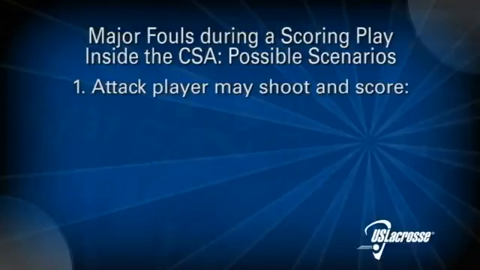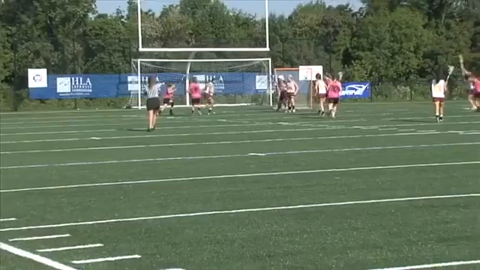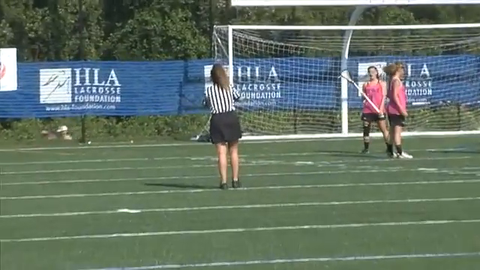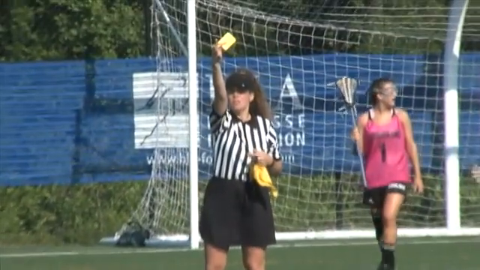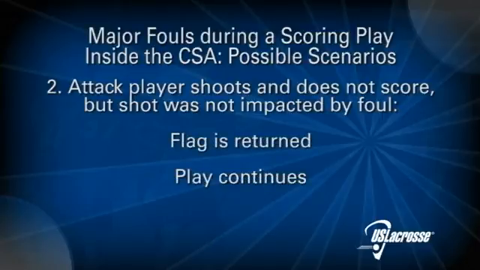First, the attack player may shoot and score. In this case, the goal is good and the penalty is wiped out. If, however, the penalty is severe enough to require a card, the penalty is enforced and the card is issued. If the player shoots and doesn't score, but her shot was not impacted by the foul, the flag is returned to the umpire's pocket and play continues.